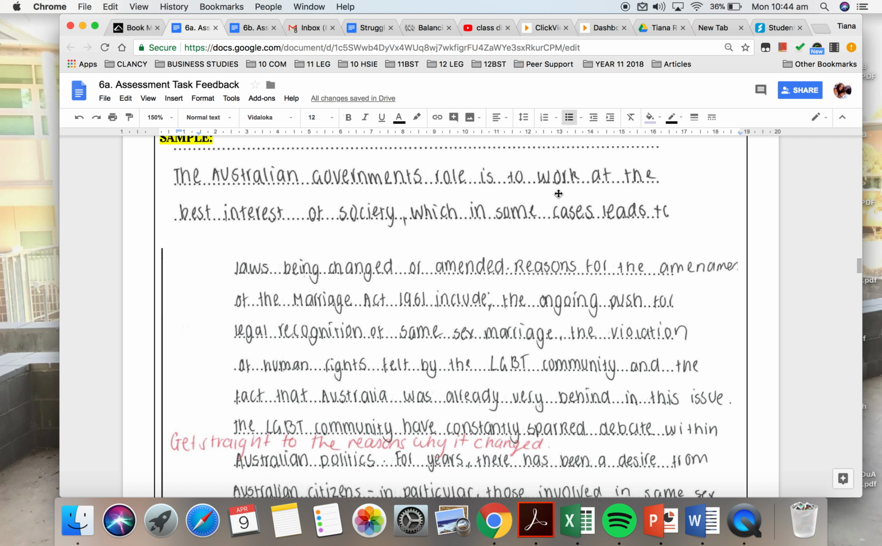The Australian government's role is to work in the best interests of society, which in some cases leads to laws being changed or amended. Reasons for the amendment of the Marriage Act 1961 include the ongoing push for legal recognition of same-sex marriage, the violation of human rights felt by the LGBT community, and the fact that Australia was already very behind in the issue.